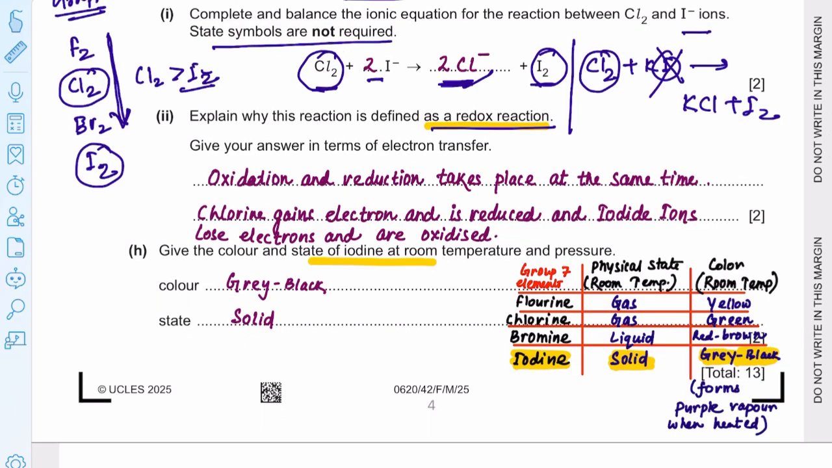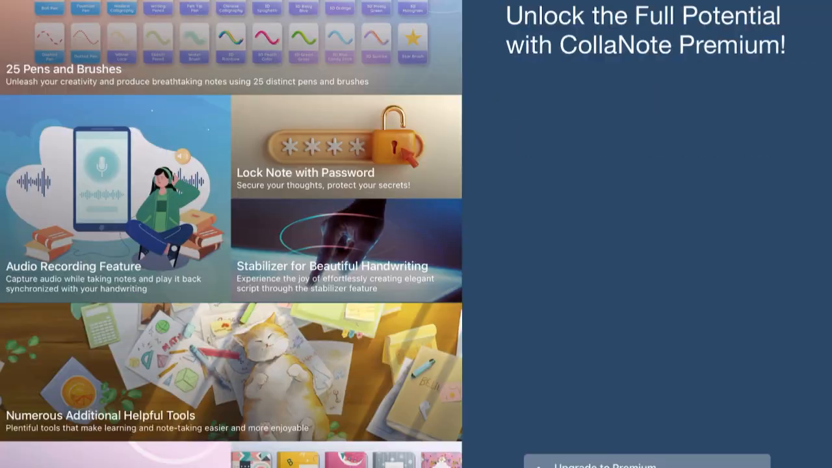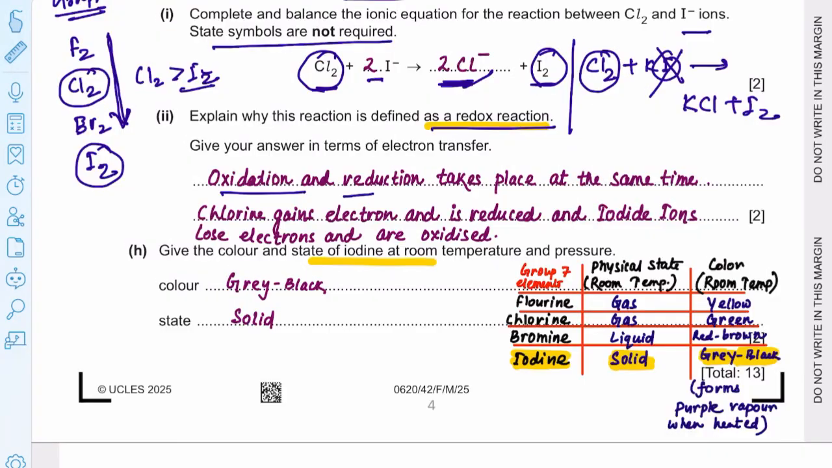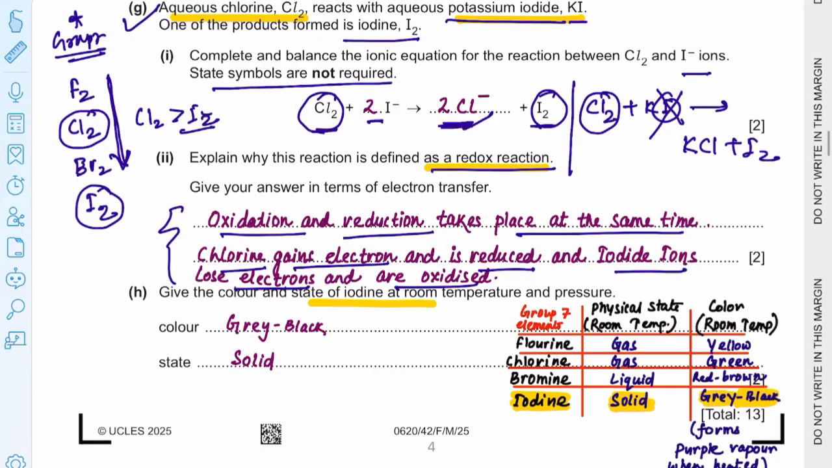Explain why this reaction is defined as a redox reaction. Give the answer in the form of electron transfer. Oxidation and reduction take place at the same time. Chlorine gains electrons and is reduced, and iodide ions lose electrons and are oxidized. This is the definition you can write down, which is easy for you.